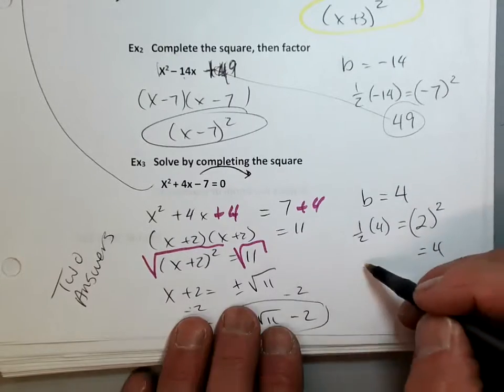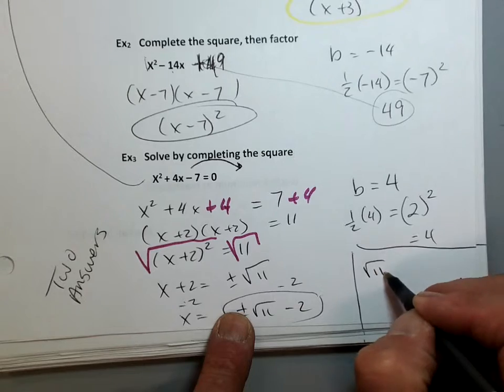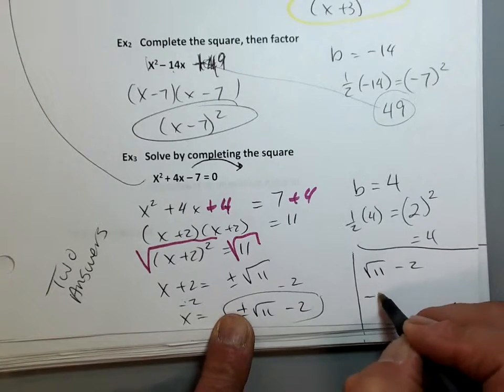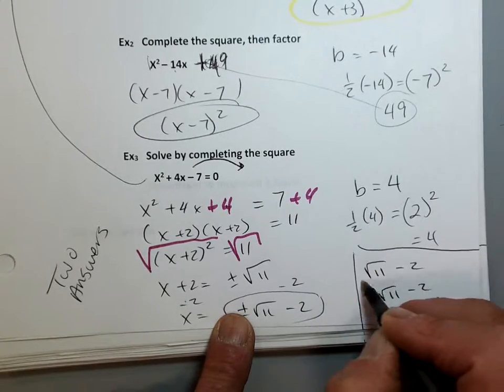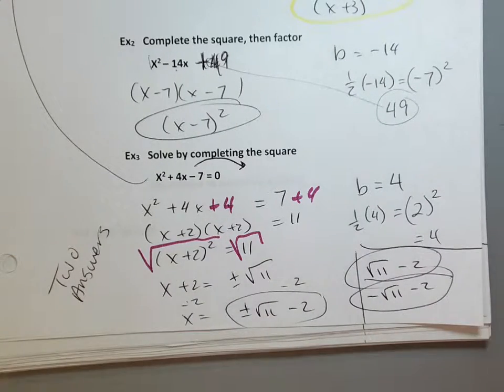And I'll write both answers. Okay, here's both answers. One is square root of 11 minus 2, and the other answer is negative square root of 11 minus 2. Those are my 2 answers, okay? And we could use a calculator if we wanted a decimal answer, but I like it this way. It's better because it's not an ugly number. It's not one of our ugly squares.